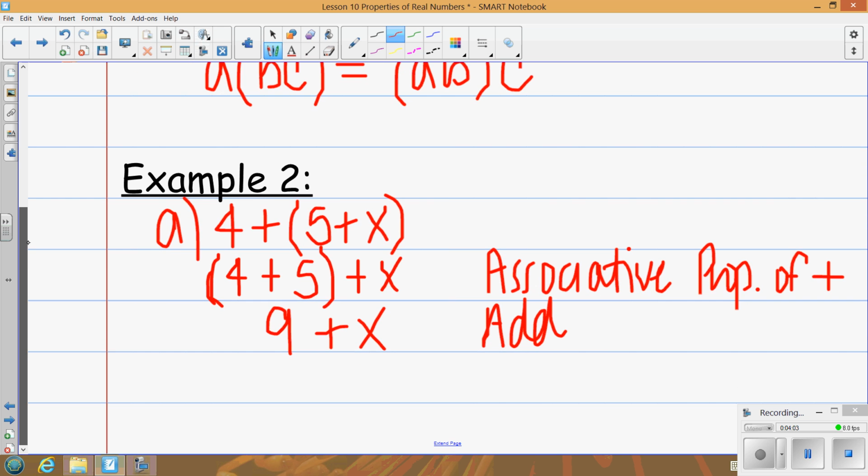So basically, you've done this before. You've kind of ignored the parentheses, or you've automatically known that you can change the order of how you're adding. So this is just kind of saying, here are the properties for why we can do the things that we've always done when we simplify.